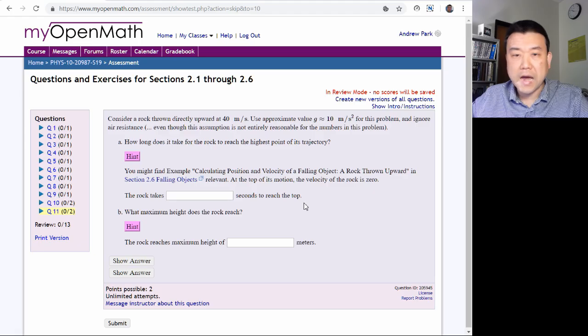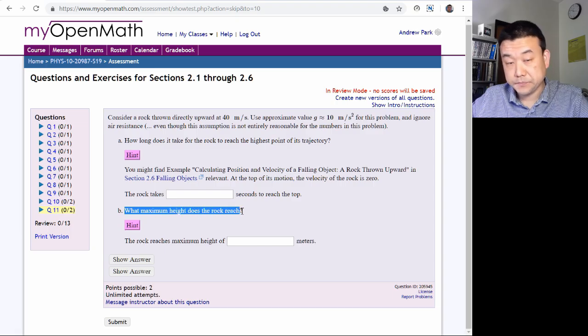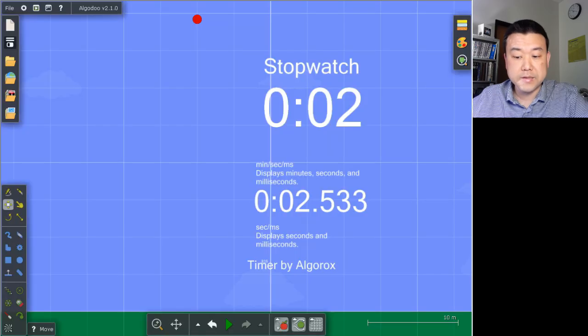And the reason I set up that simulation was to help us answer this question. What maximum height does the rock reach? Now, technically, yes, you can use these kinematic equations and you can use the y height. Now you know the time, plug those in. So you can actually do that, and if you feel comfortable doing that, then please do. Let me show you a little shortcut. And the shortcut is based on this idea.